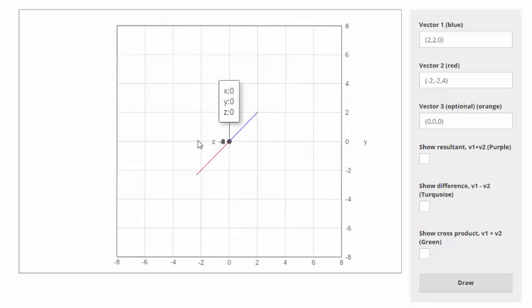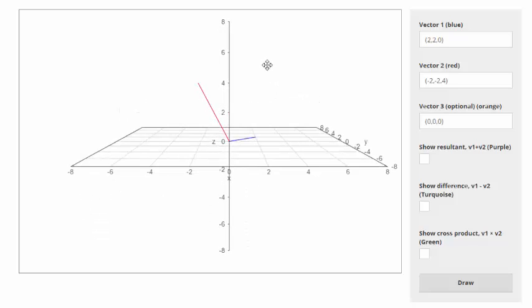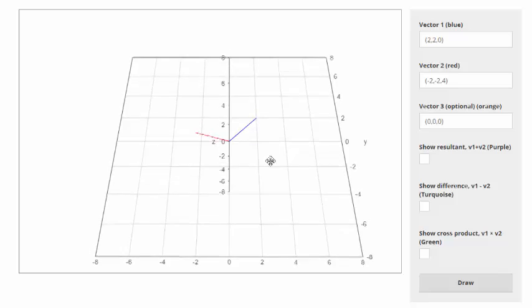Now this point shown in the red here, this is a coordinate -2, -2, 4. So it goes -2 in the x direction, -2 in the y direction, and 4 in the z direction. Because there are negative numbers, it means that it goes in the opposite direction on the x and y axes.